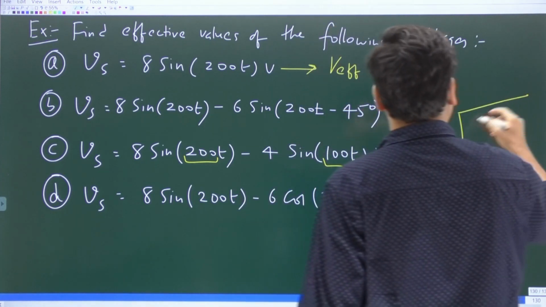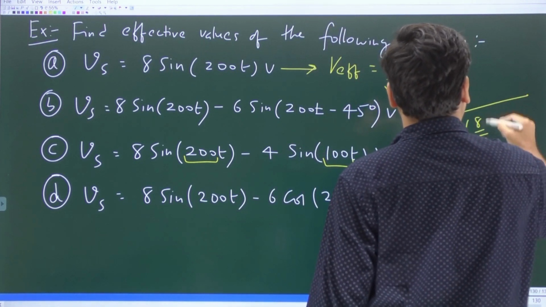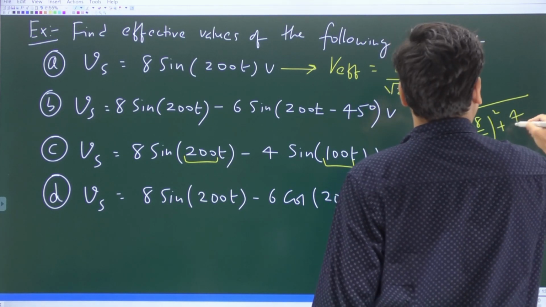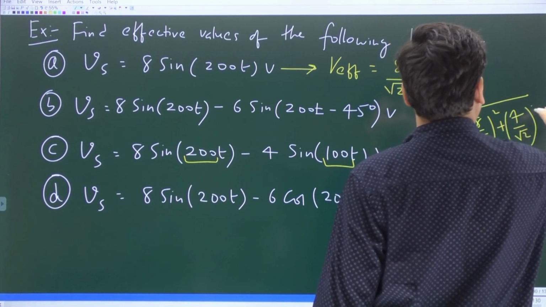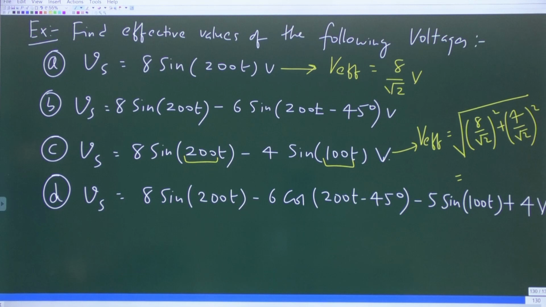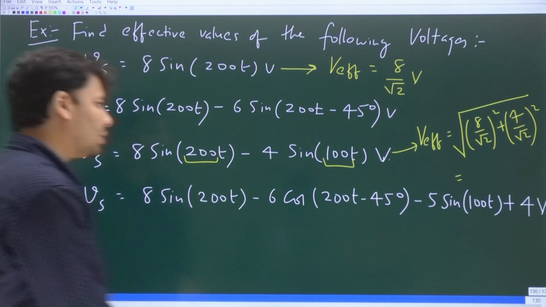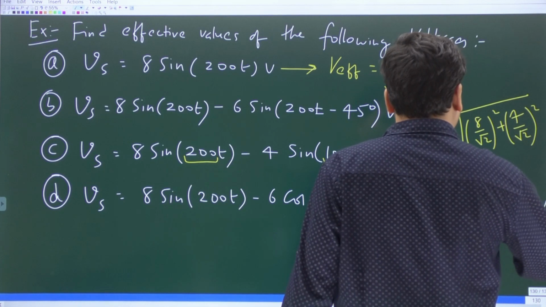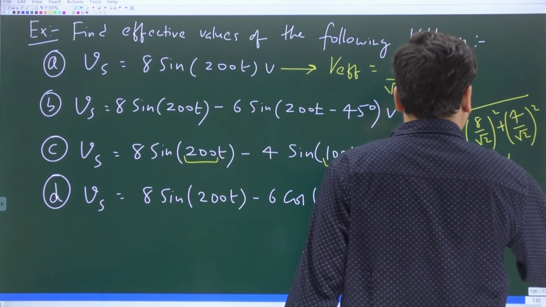So V effective will be equal to square root of 8 by root 2 squared plus 4 by root 2 squared. Someone please tell me the value of this. Square root of 8 by root 2 squared plus 4 by root 2 squared. Is it 6.32? Very good. 6.32. So for the C part, the effective value of the voltage is 6.32 volts.